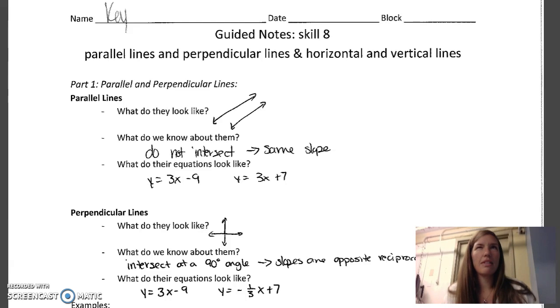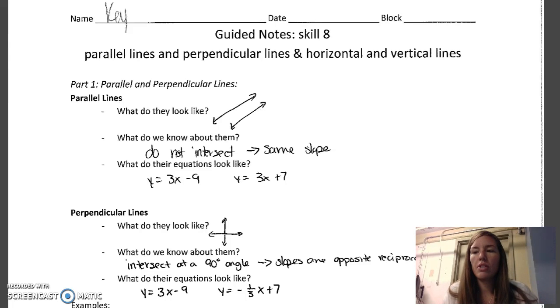We have four different things that we're going to talk about today. So we're going to do parallel and perpendicular lines, and then we're going to do horizontal and vertical lines, and then you'll start to see that there's a connection and an overlap between the two. I'm hoping that some of this stuff is stuff that you already know. Maybe you know all of it, and today will be an easy review day for you. I'm not sure how much stuff you actually know.